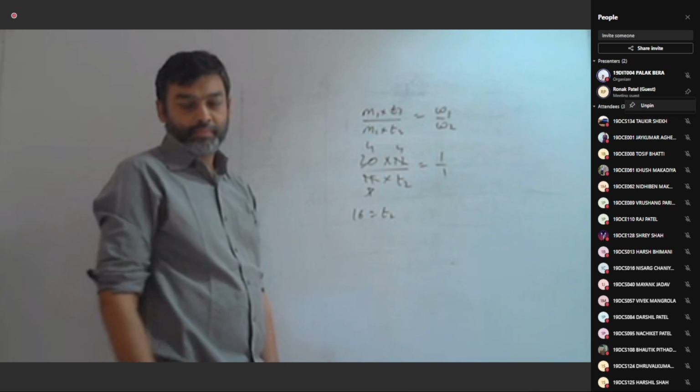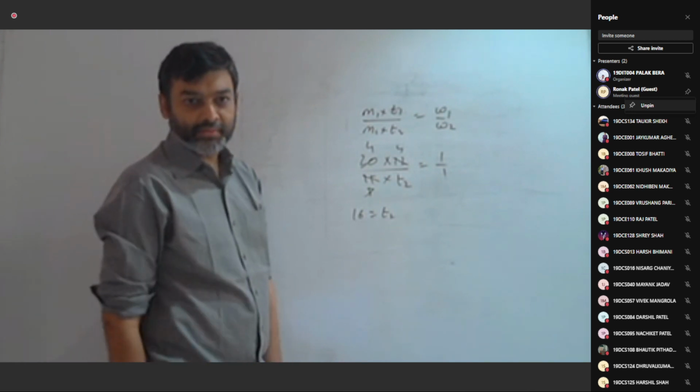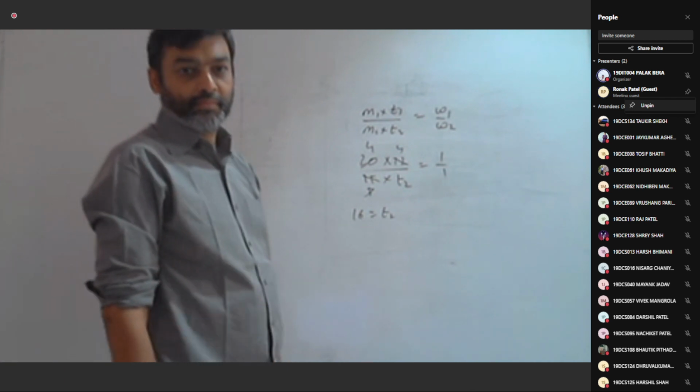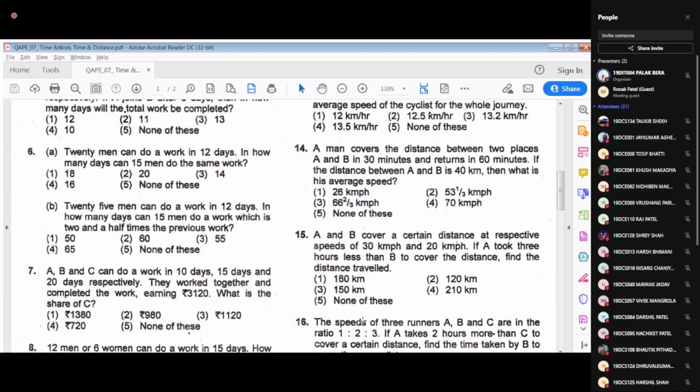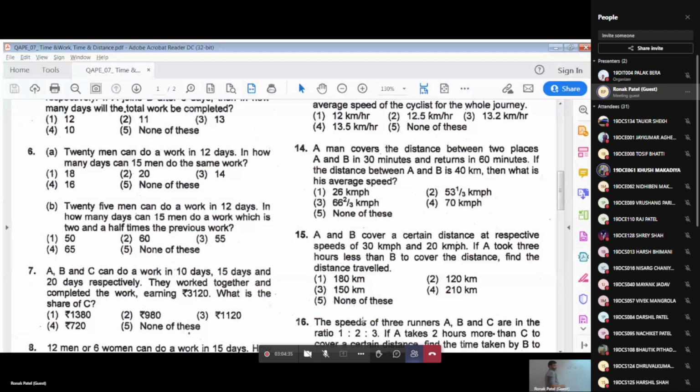So 6B part. Same concept you can use. Check everybody. W will first be replaced with 5 by 2 of W.